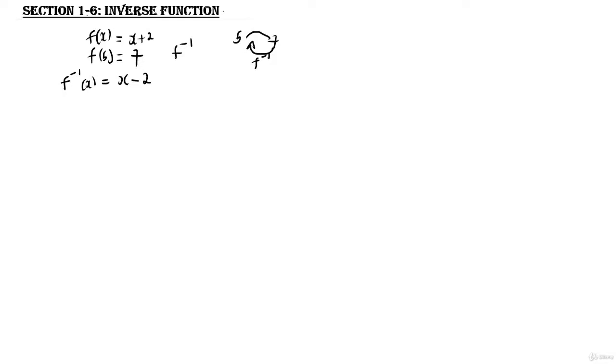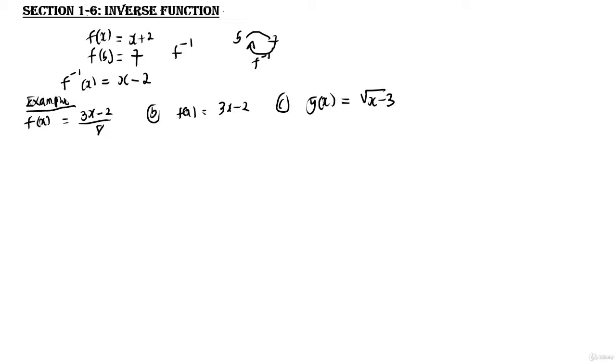So let's look at an example in order to fully understand this. Now we are going to find the inverse of the function f of s is equal to 3s minus 2 divided by 8. We are also going to find the inverse of f of s is equal to 3s minus 2. Then lastly, we are going to find the inverse of g of s is equal to the square root of s minus 3.